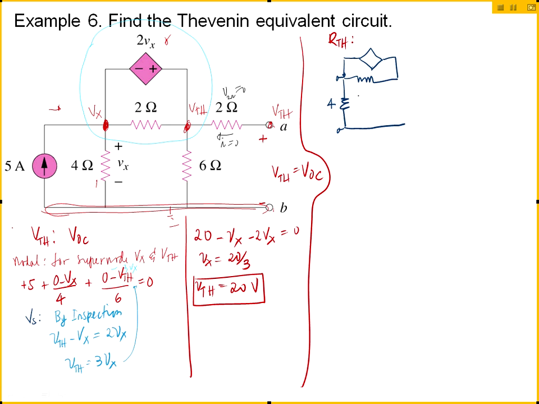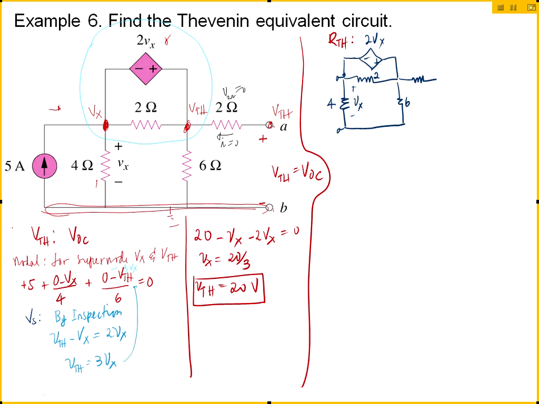So I replace my current source with an open circuit, right? And I'm redrawing the circuit now. This is my 4. Okay, this is my 2. This is my minus plus dependent source 2Vx. And then I have my 6. Everyone okay with my new circuit that I obtained by removing the current source? And this would still be my Vx.